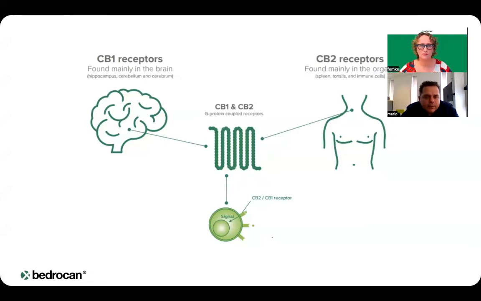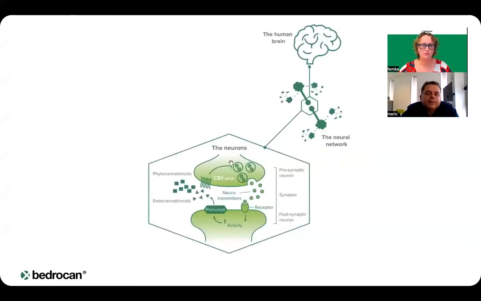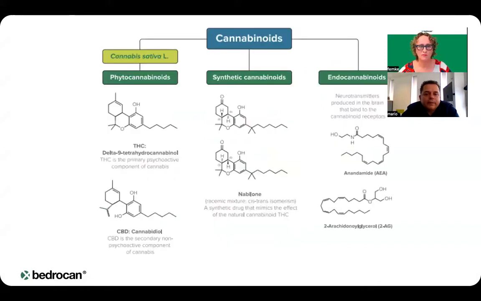Maybe we can show the picture of THC, the structure. Yes, so here on the left, you see the structure of THC, the psychoactive compound. And on the right, you see the structure of these compounds produced by the human brain itself. There are two main endocannabinoids, called anandamide and 2-arachidonylglycerol.